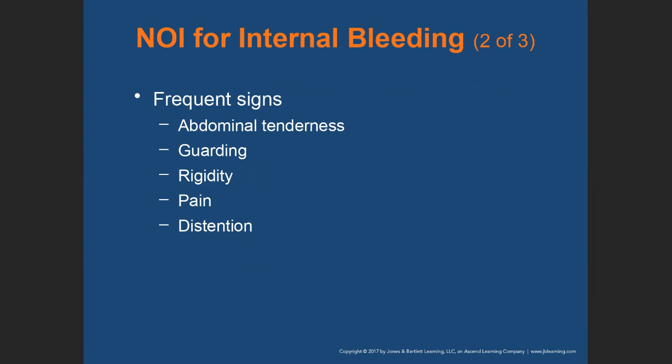Frequent signs include abdominal tenderness, guarding, and guarding can be the muscles themselves guarding the area or the patient guarding the area. So the muscles can go into spasm in the area to protect it, or the patient doesn't want you to touch the area. They can have rigidity. They can have pain and distension.